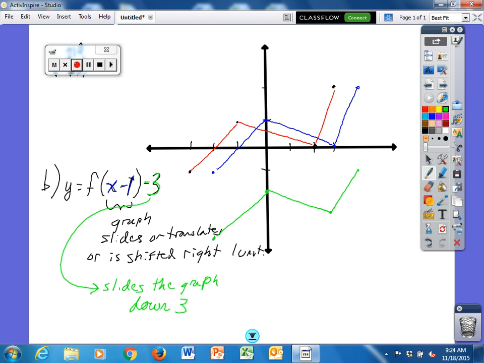Okay, so if it's the horizontal sliding thing, then it's the opposite of the sign, but if it's vertical, then it's not. Yeah, you can think of it that way.